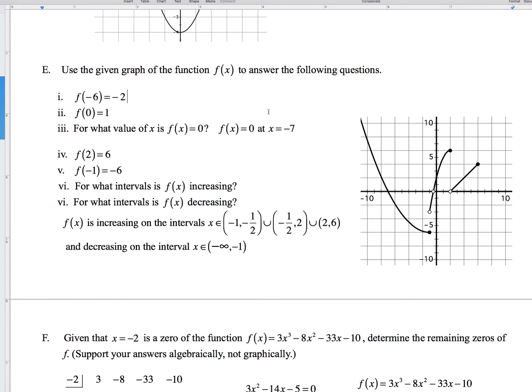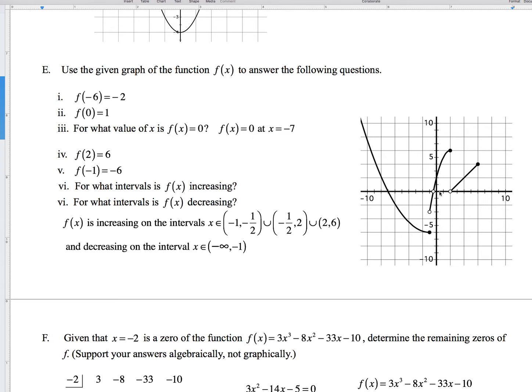Okay, we'll pick up here with question E. We have a piecewise graph here. It's got quite a lot of interruptions and holes in it. And we're asked to make some evaluations and do some analysis on this graph. The first part of the question, part 1, says what is f of negative 6?